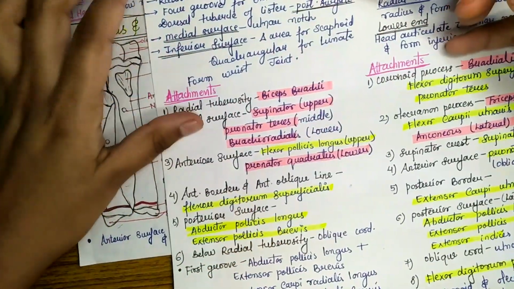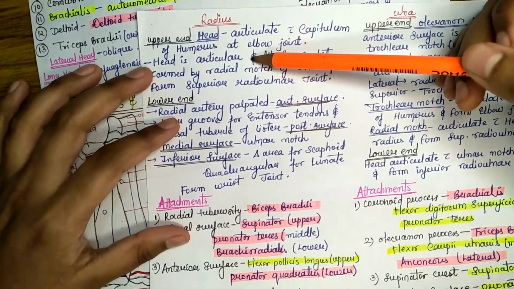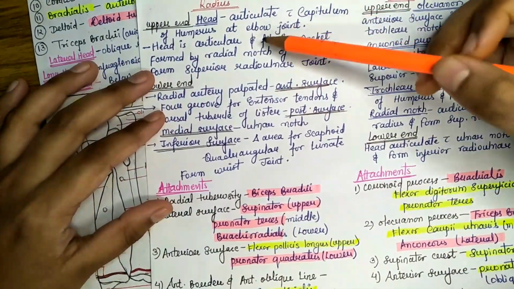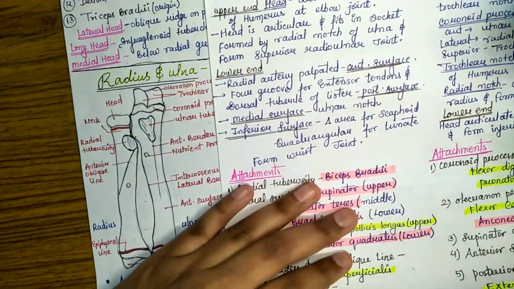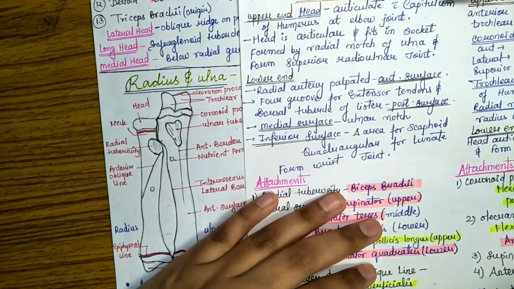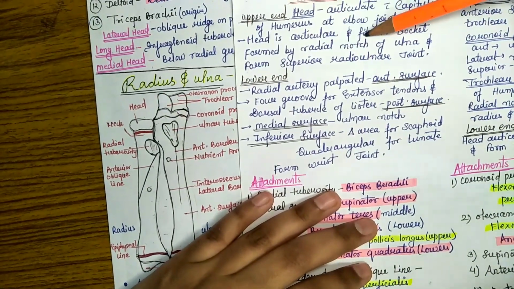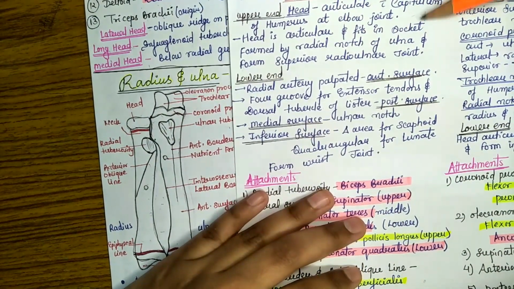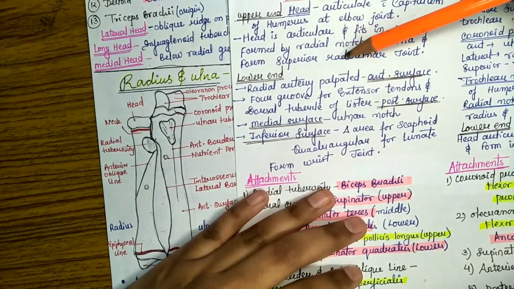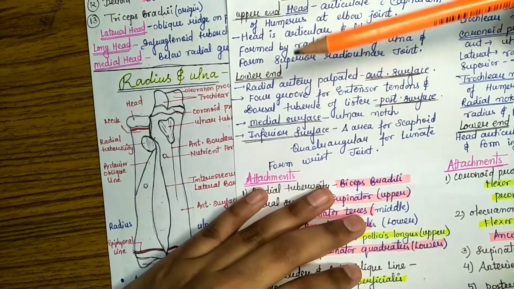First we will talk about the upper end of the radius. Upper end of the radius bone. So there will be head that articulates with the capitulum of the humerus at the elbow joint. So this is the head of the radius that articulates with the capitulum of the humerus at the elbow joint and fits in a socket that is formed by the radial notch of the ulna and forms the superior radioulnar joint, which is a type of pivot joint.